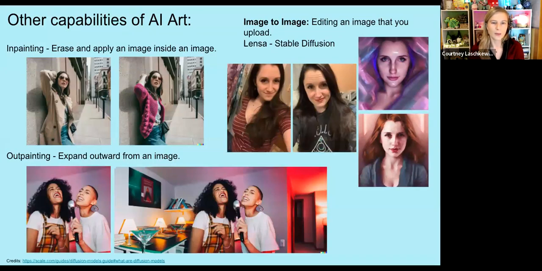So we'll quickly go through a couple of other capabilities of AI art. Inpainting is on the newer side. You can erase and apply an image inside an image. So you can see here, this woman with the tan coat, this is the original image that I created. And these are just samples. I did not create these ones down here for inpainting and outpainting. You can see that just by changing the prompt using what is called inpainting, you can change what she is wearing. Keep it exactly the same, just change it slightly.